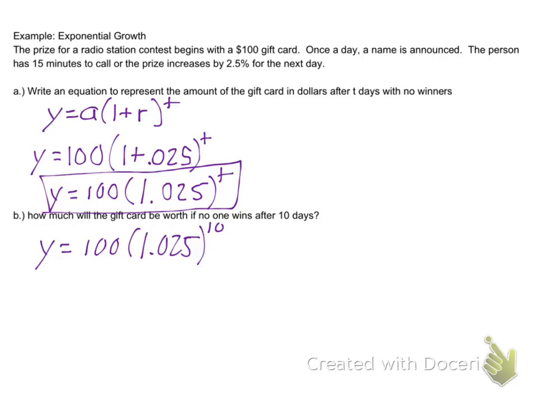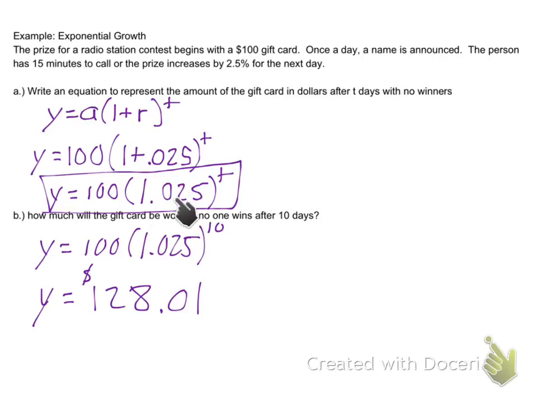No, it's not 1.025 times 10. It's 1.025 times 1.025 times 1.025, 10 times. That's what the definition of exponents says. Or use the exponent button. Then take that answer and multiply it by 100. That gives 128.01. Yes, that is the answer.